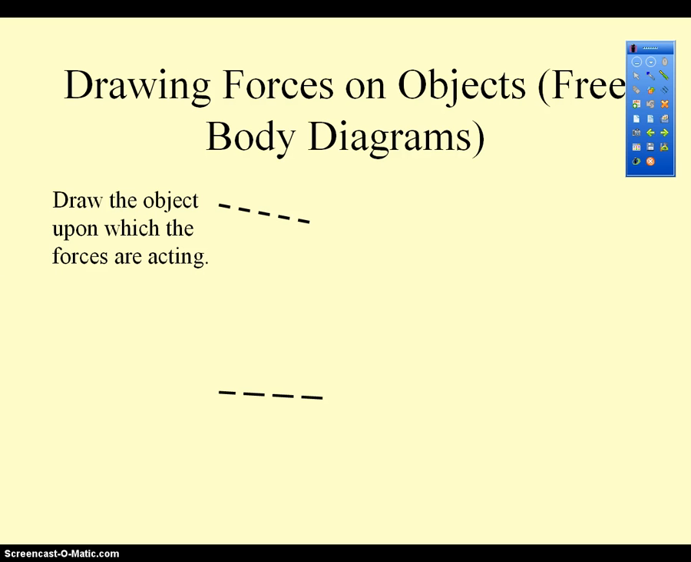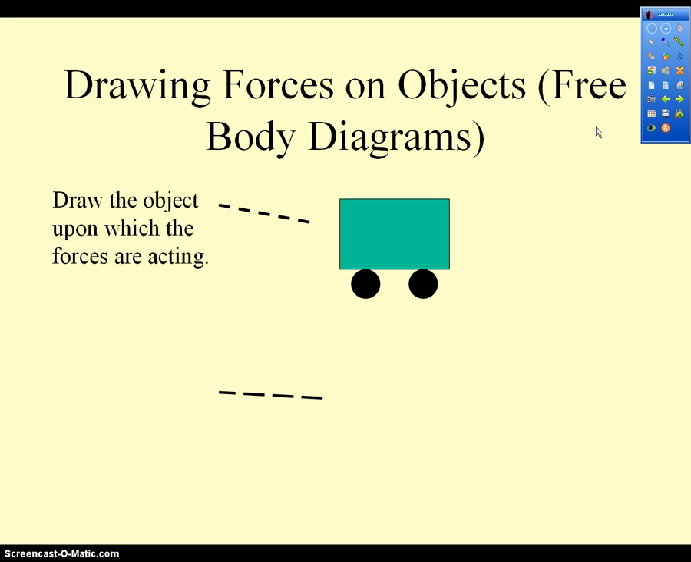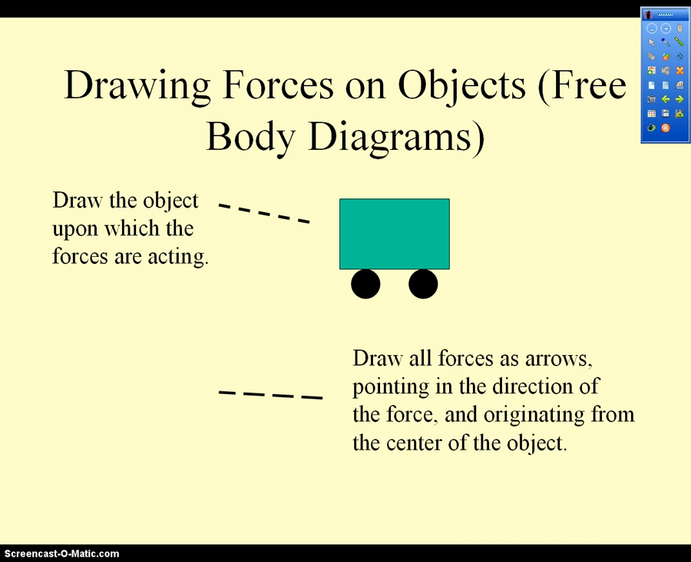So when we draw them, we're going to be drawing things called free body diagrams. A free body diagram is just a picture of the object with all the forces that are acting on it. That's what we call a free body diagram. So first you have to draw the object. So let's suppose the object is a wagon. And then you have to draw the forces that are acting on it, and you want those forces to originate from the center of the object.